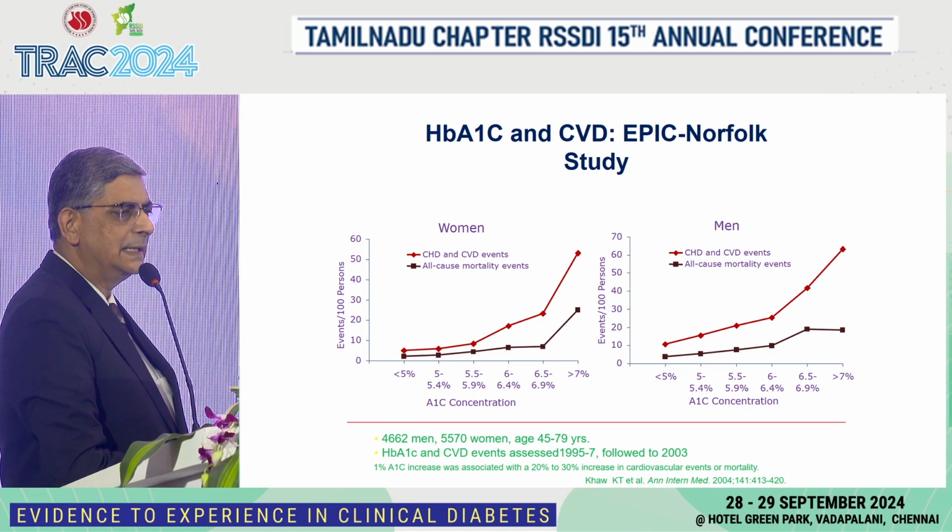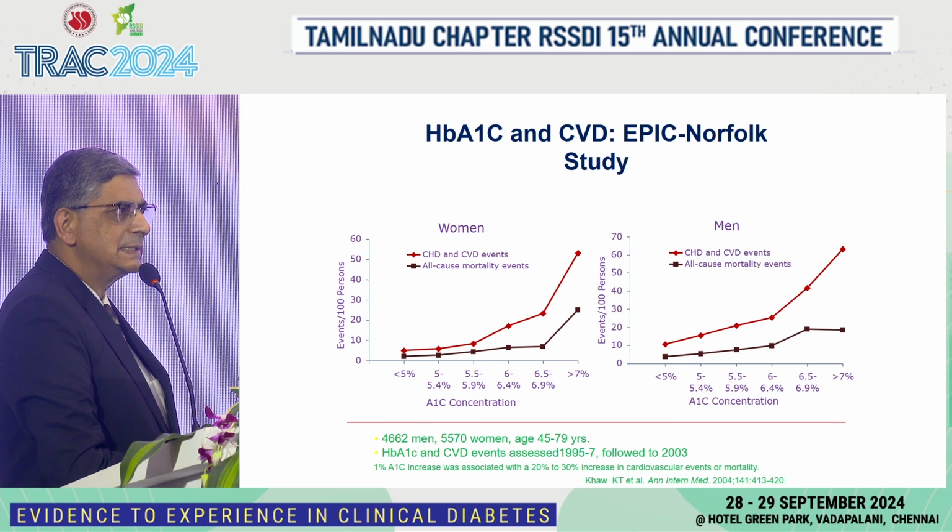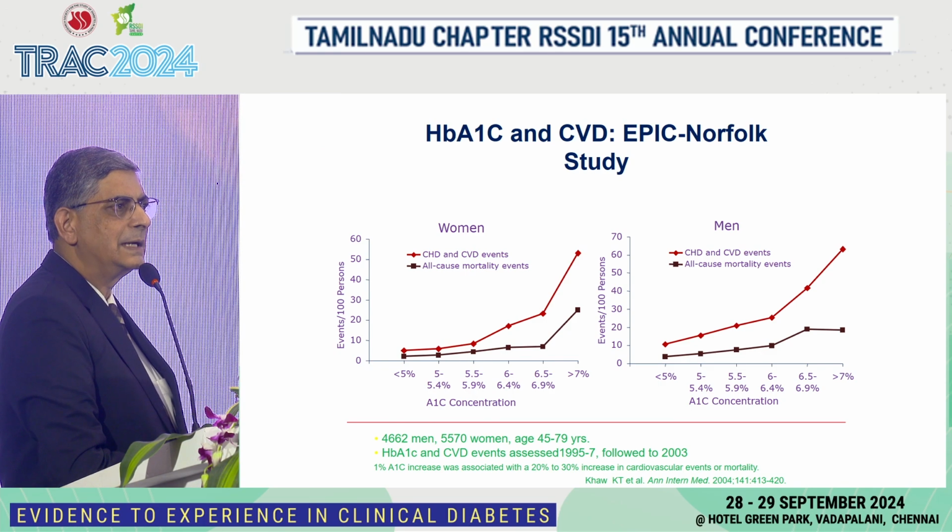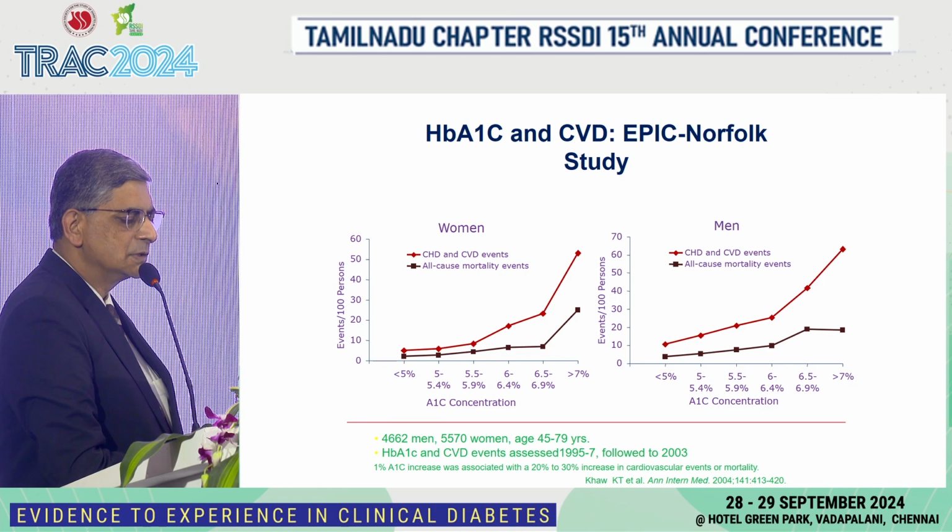Important is the fact that we always talk about A1C, and what we tend to miss out are trends in A1C. So if you have somebody even within the normal range and you find that there is an upward trend, the cardiovascular risk tends to be proportionately high. And this was proved by the EPIC-Norfolk study, which looked at, in both genders, the presence of coronary heart disease, cardiovascular disease events, and all-cause mortality.